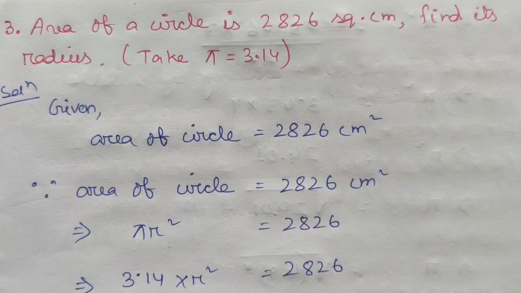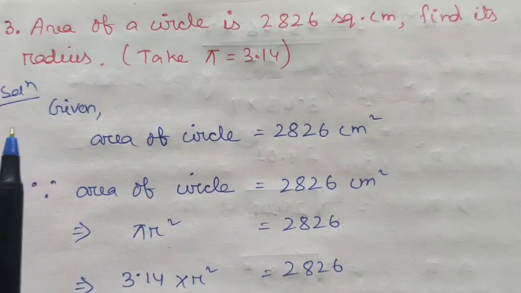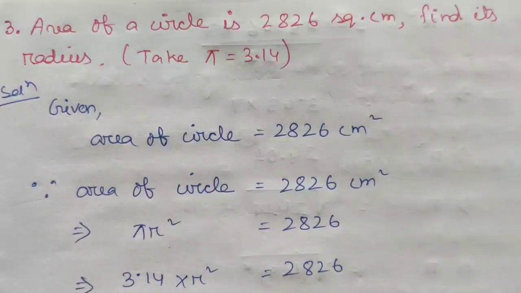So in this question we have the area of the circle, and from the area we have to find the radius. So we will proceed as usual. First of all we will write the information which is given in the question. That is, given: area of circle equals 2826 centimeter square. We know the area of a circle formula is pi r square, that is pi r square equals 2826. In place of pi we'll use this value, that is 3.14.